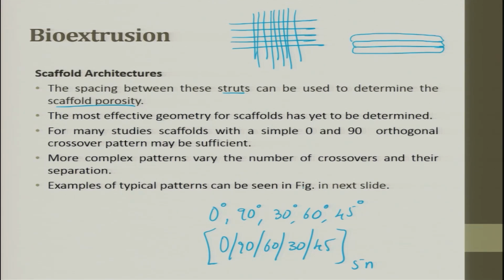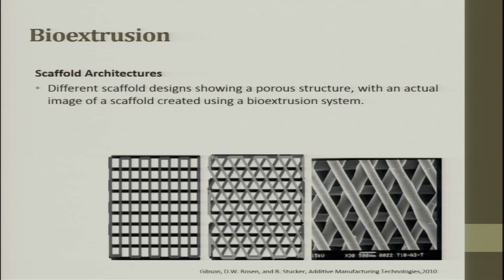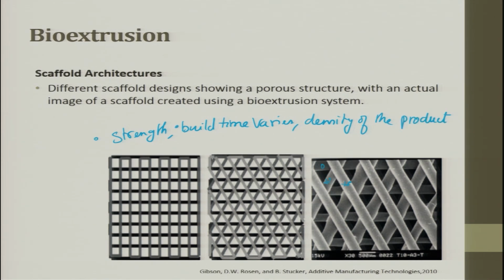Example of typical figures are given in the next figure. So, you can see these are the scaffold architectures. So, this is what it is. You can see 0 degrees, maybe 45 degrees, this is maybe minus 45 degrees you can have. So, different scaffolds, each scaffold has different strengths. Build time varies. Okay, and you can also, the density of the material varies, of the product varies. So, you have all these important points.